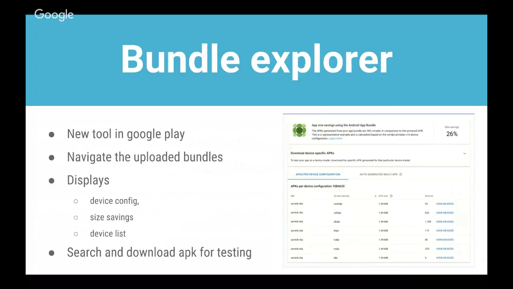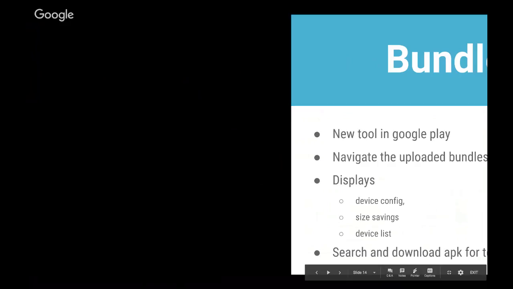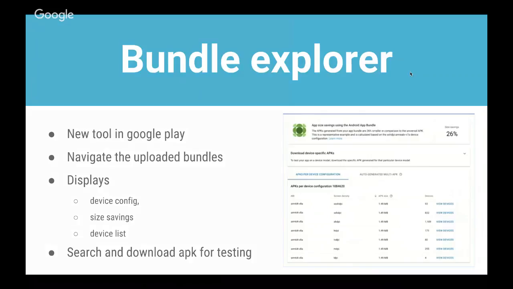The image shows an average size savings, along with the second portion where you can actually see, per configuration, what is getting served to each of these devices. You can get the device list and then see which devices will get which APK.